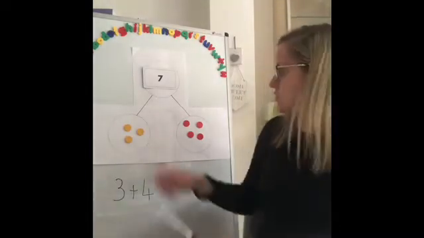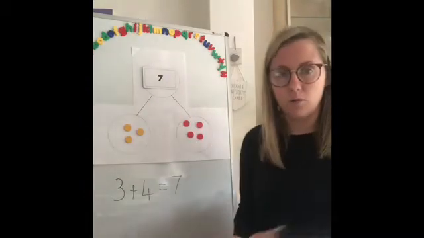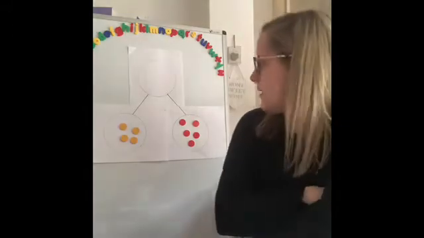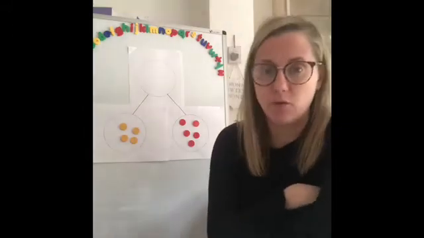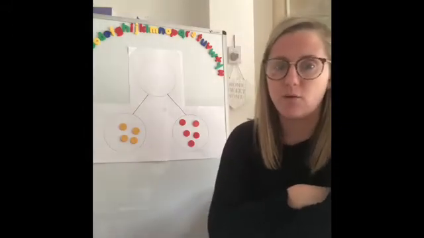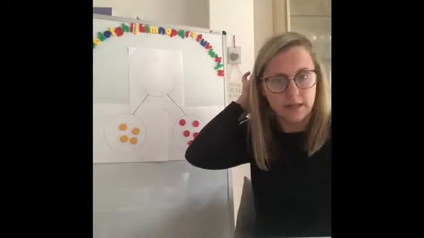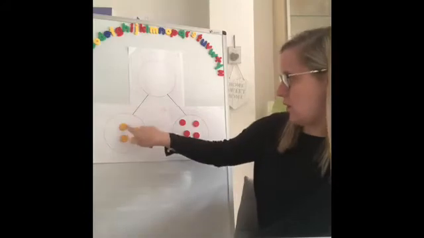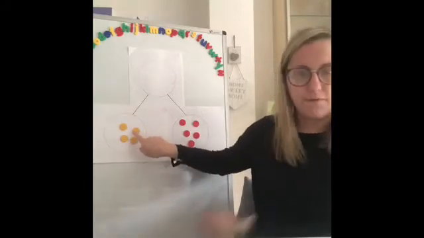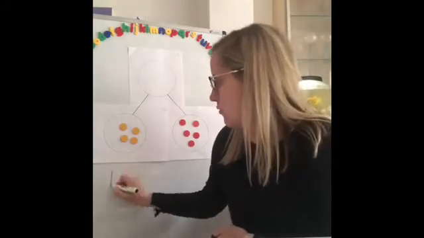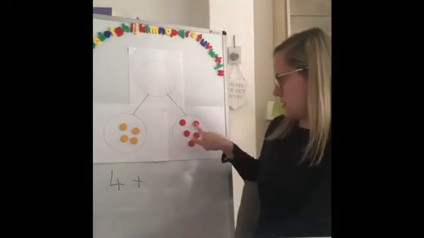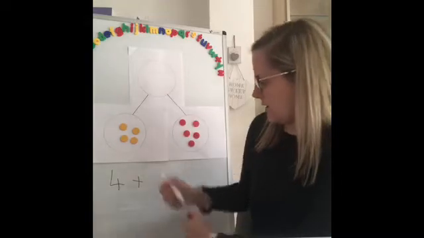So we've got our 2 parts that make our whole. Okay, so I need you to help me a little bit with this one. I have got my 2 parts, but I don't know what the whole is. So I need you to help me find out what the whole part is. So first of all, we're going to count this side, the yellow counters. 1, 2, 3, 4. So I'll write that down. 4, add, and then the red ones. 1, 2, 3, 4, 5.